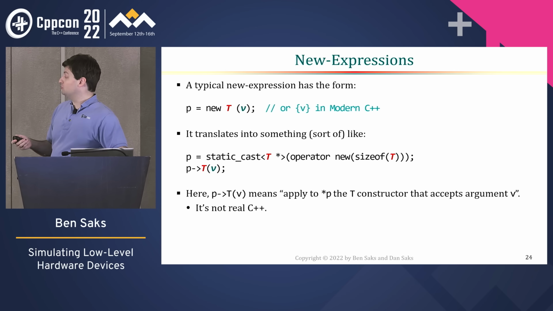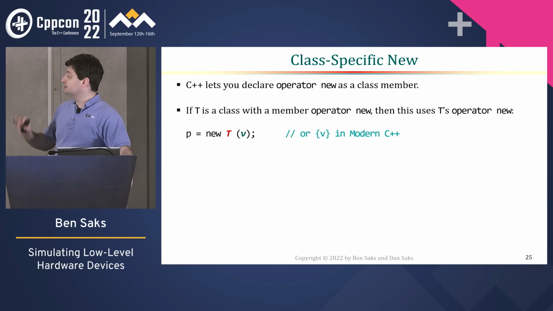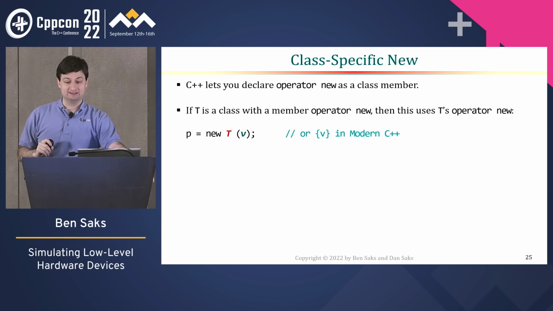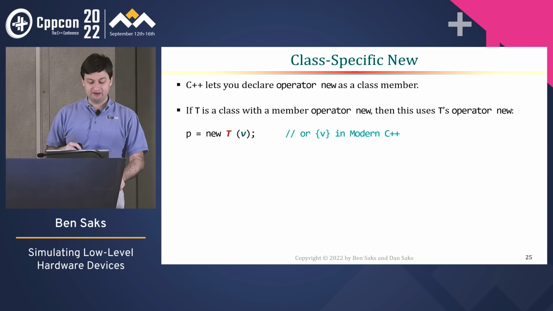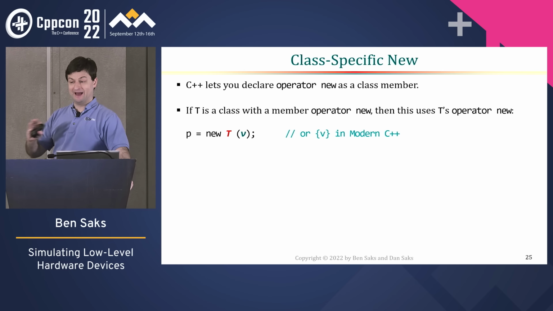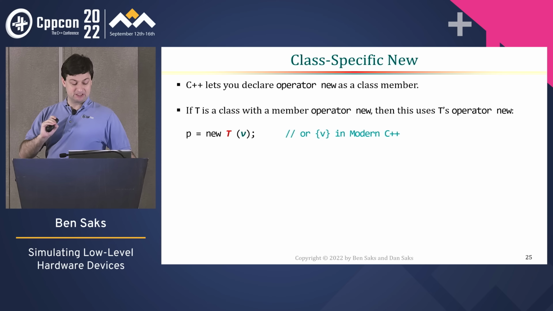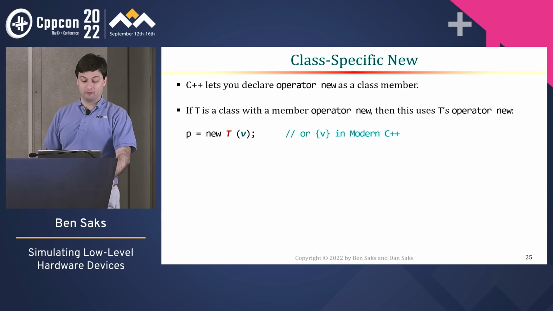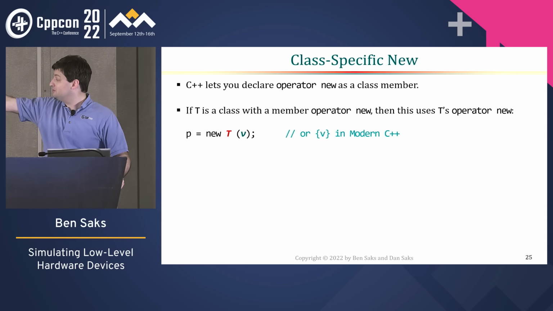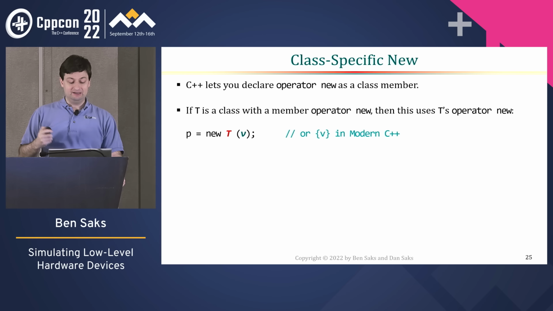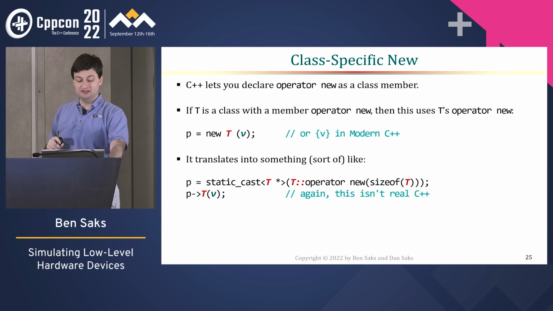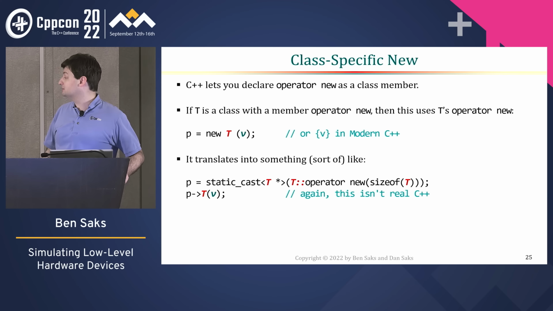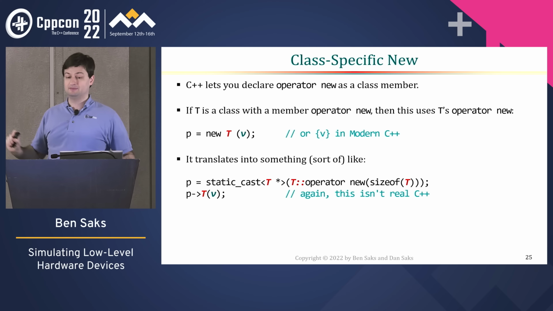Now, it turns out there's a way that we can make operator new do specific things for specific classes in C++. We can write operator new as a class member of a specific class. And when I do that, if T has an operator new function, then the same new expression instead translates into this. Very similar looking, but notice it's calling the operator new that's a member of T here.